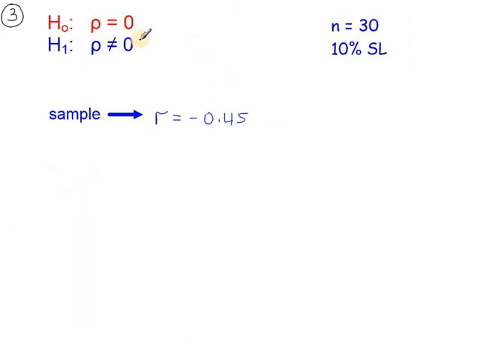Example 3. This time we have a two-tailed test. We're testing for any type of correlation, whether it's positive or negative. And the sample has a PMCC value of minus 0.45, and all of this information is given right from the beginning.